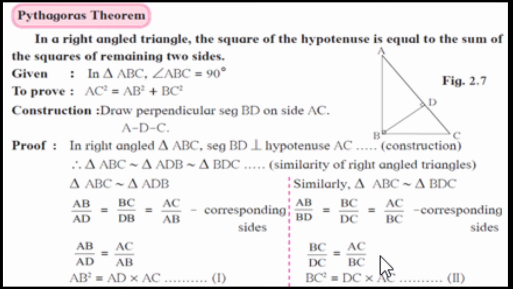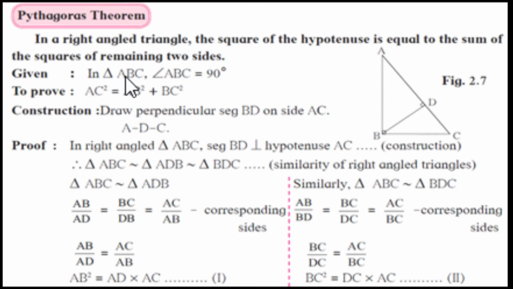Then the important thing is the Pythagoras theorem. We are going to learn this theorem and it is asked in the exams. What is the Pythagoras theorem? In a right angle triangle, the square of the hypotenuse is equal to the sum of the squares of the remaining two sides. This is triangle ABC. AC is the hypotenuse. So AC square is equal to AB square plus BC square.